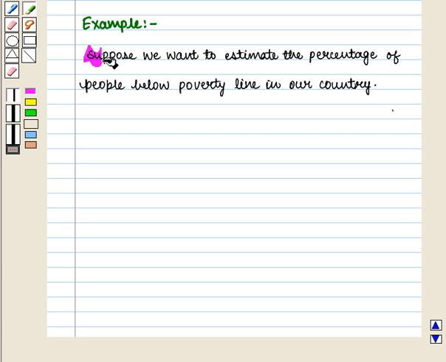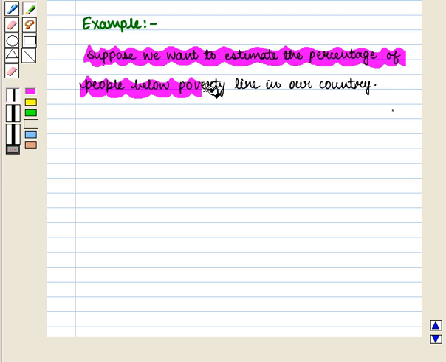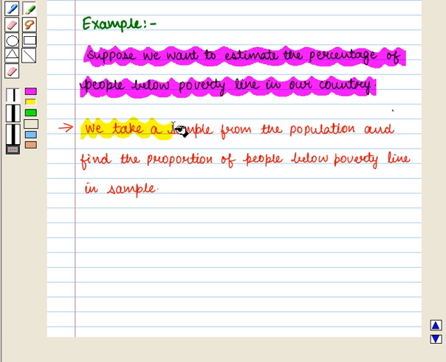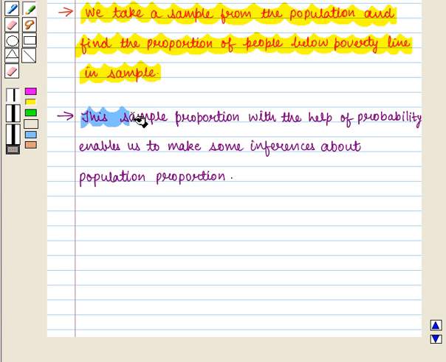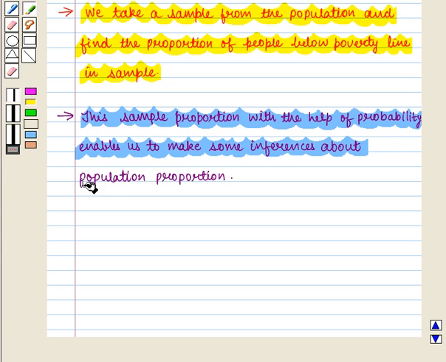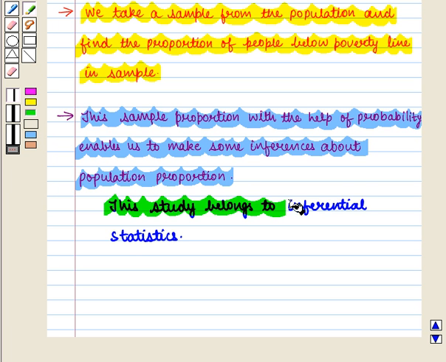For example, suppose we want to estimate the percentage of people below the poverty line in our country. For this, we take a sample from the population and find the proportion of people below the poverty line in the sample. Then, this sample proportion, with the help of probability, enables us to make some inferences about the population proportion. This study belongs to inferential statistics.